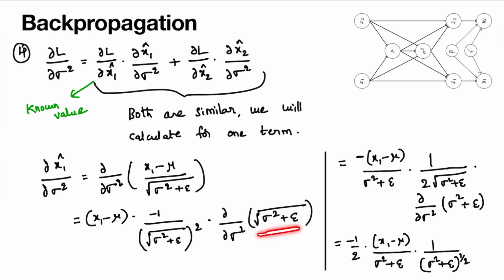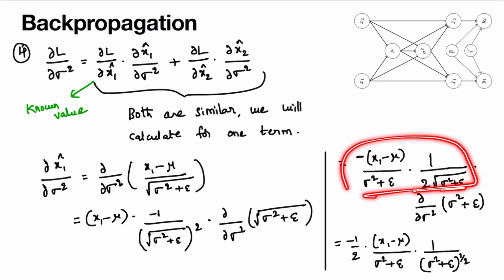Now for root of x, the derivative is 1 by 2 root x. And then in place of x, we have this total term, sigma square plus epsilon. This is what x is here. I need to take the derivative of x again, so that is what I am doing here. Now when I take this one with respect to sigma square, I will get 1 and this is anyway 0. So I will get only 1. Out of this total expression, I am getting 1. And this is the expression we need. So this is the final expression.